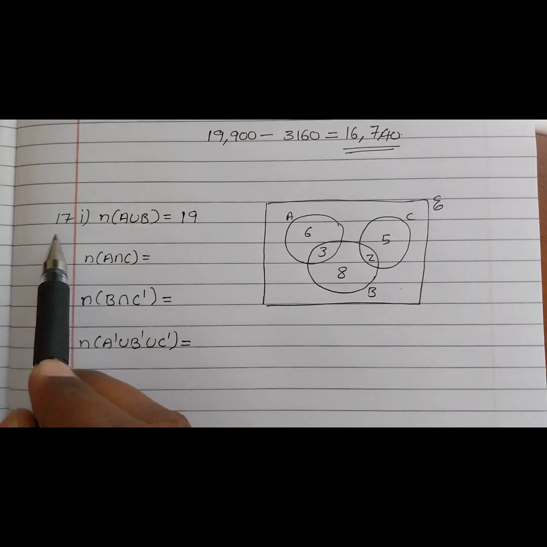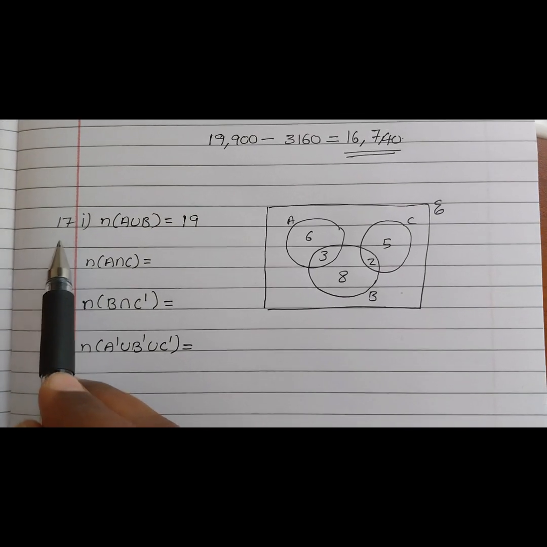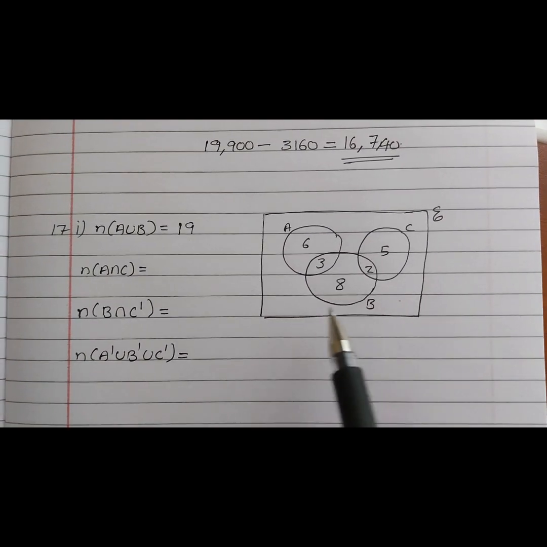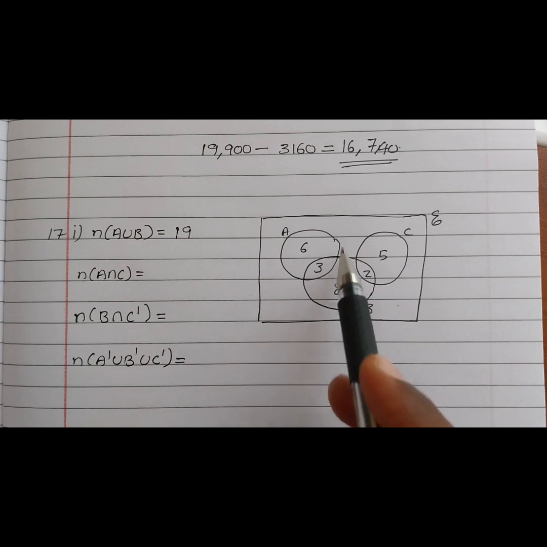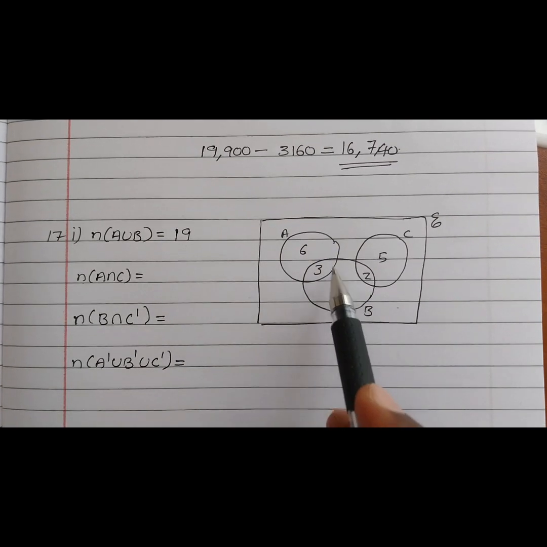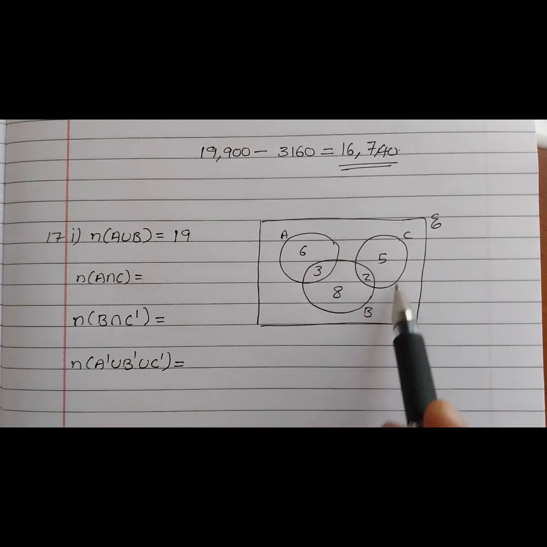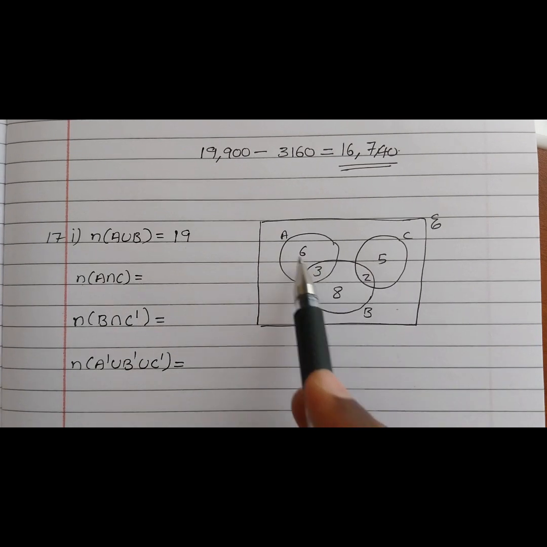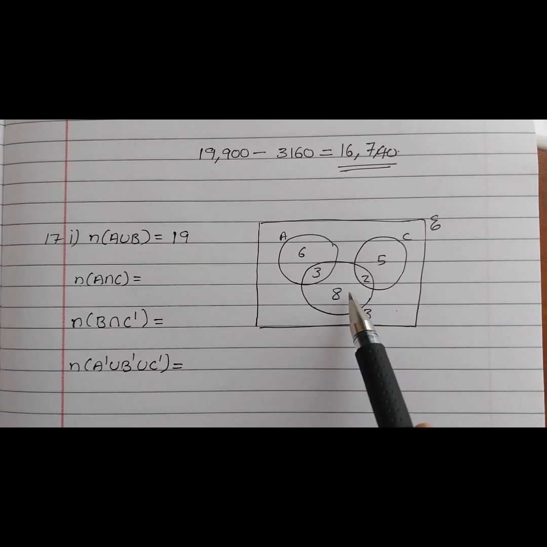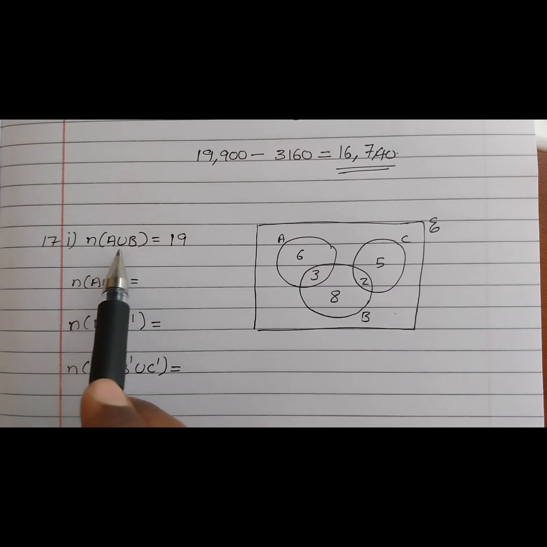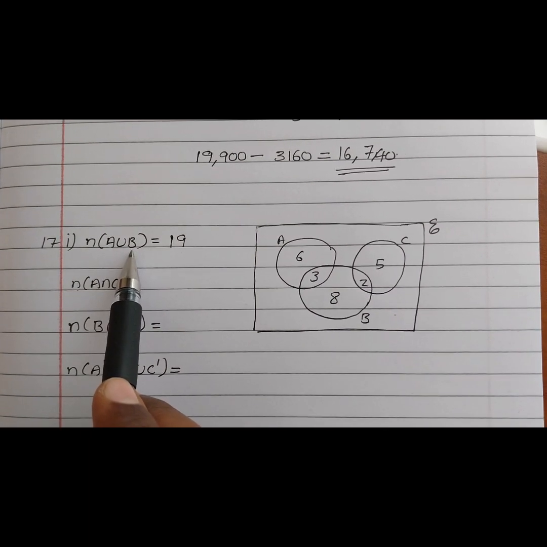Okay, now let's move on to the next question. Question number 17. This question is related to sets. They're given a universal set with 3 sets in it. Set A, set B, and set C. The number of elements are given here. Now the first question is to find number of elements of A union B.